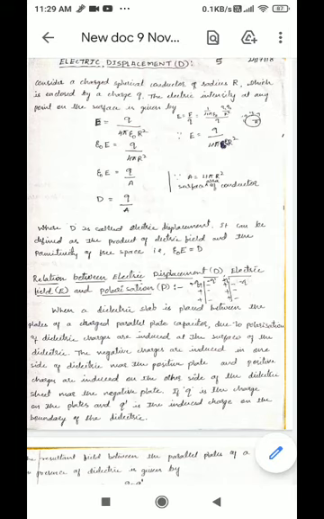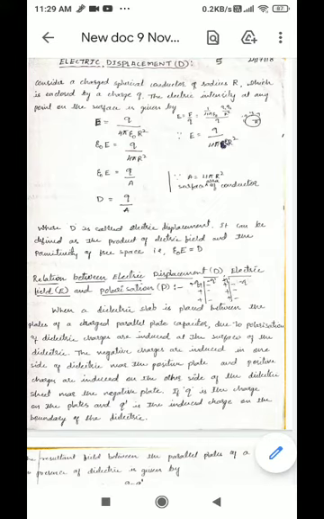Today I am going to talk about the relation between electric displacement, electric field, and electric polarization. The electric displacement is denoted by D, electric field is denoted by E, and electric polarization is denoted by P. Before going to that, I want to tell what electric displacement is.